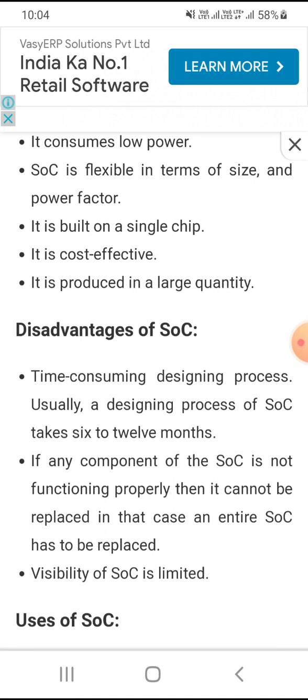What are the disadvantages of system on chip? The time consuming designing process. Usually the designing process of a system on chip takes 6 to 12 months.